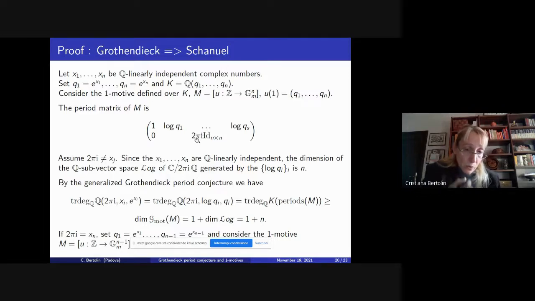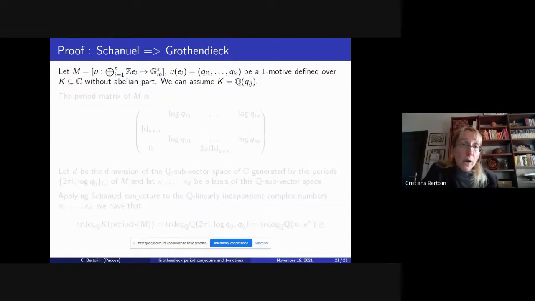So we have to consider n minus 1 points in the torus. So this is how we proceed from Grothendieck to Schanuel. We do it the other way. We have to show Grothendieck in the case of 1-motives, assuming Schanuel. So we start from a 1-motive.